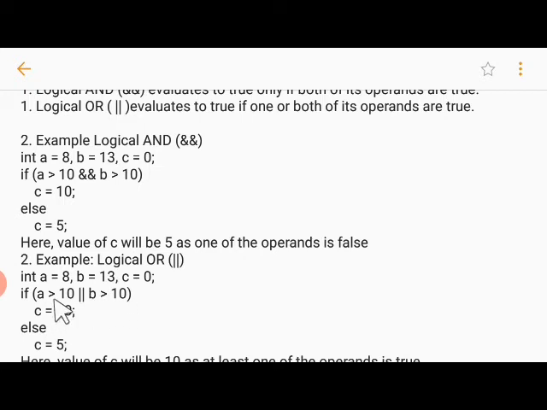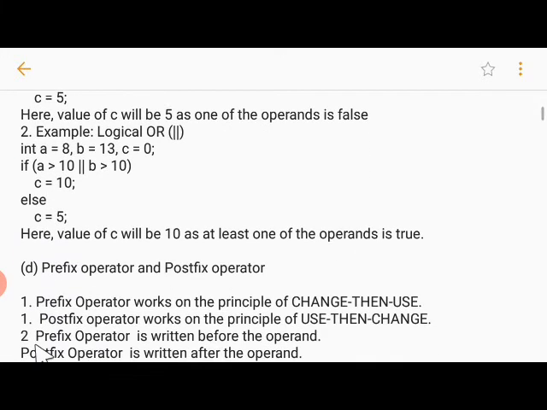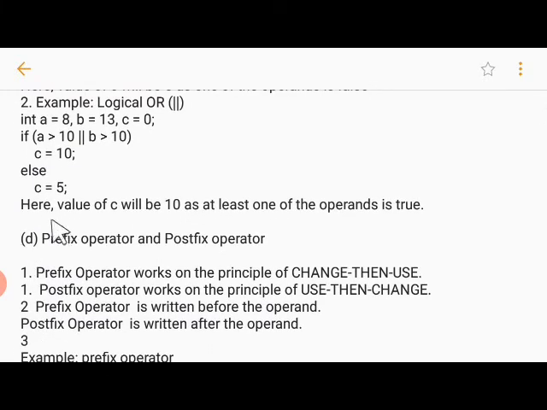So if any of the operands is true, you will find that this side is true. So when this is true, one operand is true, and this is what they are saying: if one or both of its operands are true, it will be evaluated to true. Now because of this logical OR, one is true, so it will be evaluated to true. So this c assignment 10 will be executed. So c will have the value 10. It will not go to the else part. After that, it's written here also, the value of c will be 10 as at least one of the operands is true.